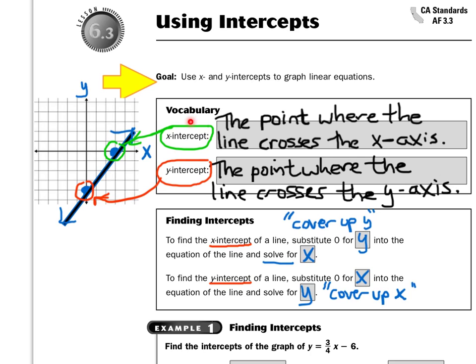First vocabulary word is an X-intercept. Now the X-intercept is the exact point where the line crosses the X-axis.